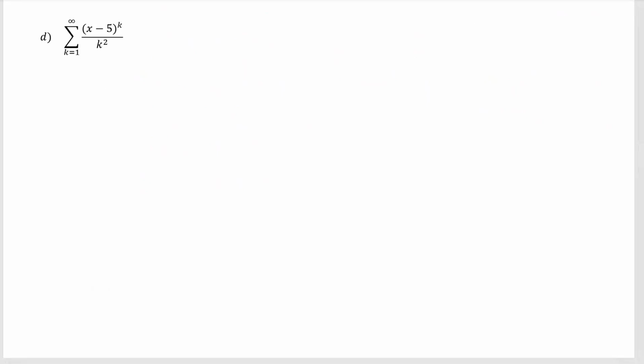Are you done? Let's check our answer together. So first, we compute the center. What's the center? So x minus 5, right? So the center is 5. So it's like you set this equal to 0 and then you solve for x. So this is how you get it, right? This is how we find the center. Second, we use the ratio test.